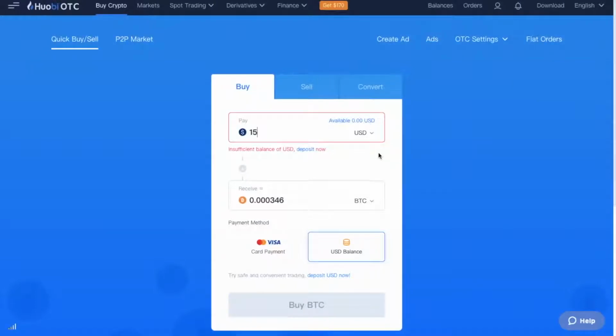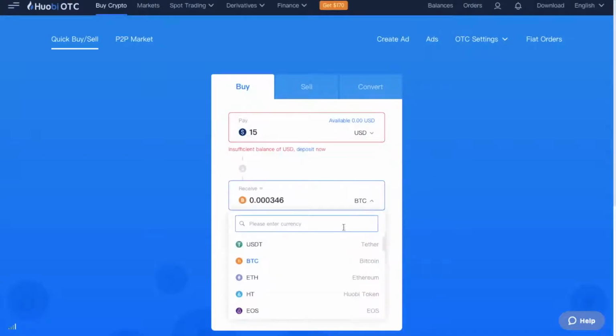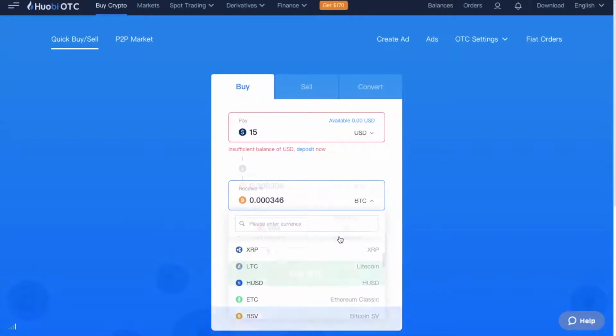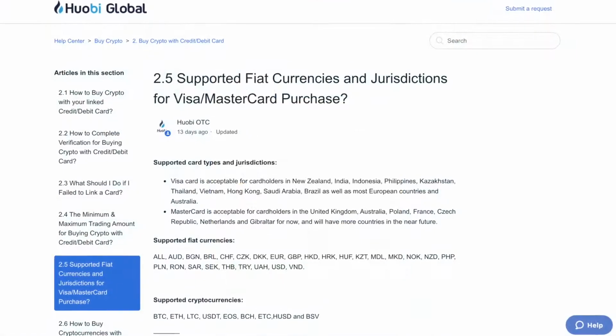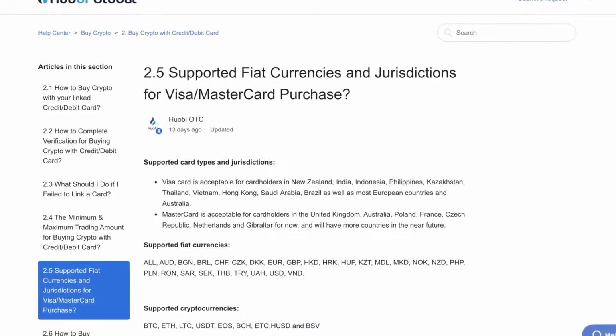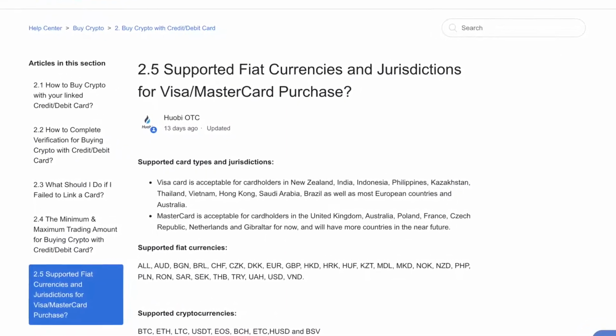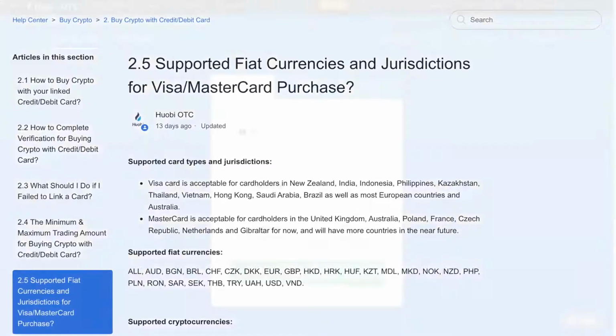And you can buy with fiat currencies, including GBP, USD, Australian dollars and euros. And you can use that to buy the likes of Bitcoin, Ethereum, USD, DOT and Doge. And then you can either pay by card or a USD balance, or the likes of faster payments for GBP. Now, unfortunately, this option isn't available everywhere, and there's a list of supported card types and jurisdictions available from their help centre. Plus, you'll need to be at least basic level verified to use this service.